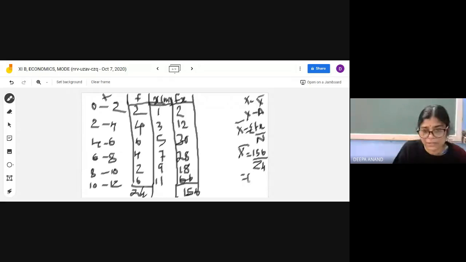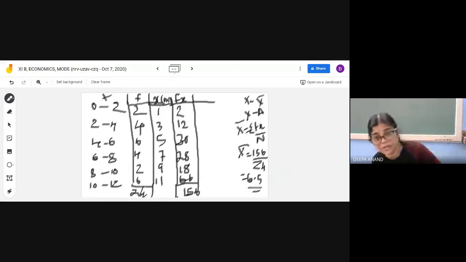Arithmetic mean is 6.5. Jab decimals mein aata hai, thoda calculation time leta hai deviation mein. Because they have asked for the direct method. If they don't clarify which method, you can do it with any method like the shortcut method, step deviation method, or whatever you like, and you will not have to find the arithmetic mean. One step you can avoid. But here you are asked for the direct method, so definitely you have to find the arithmetic mean.